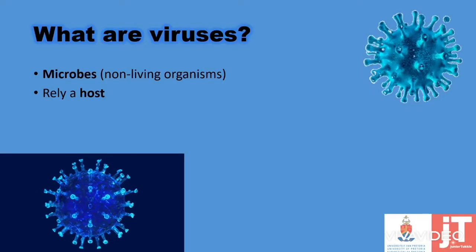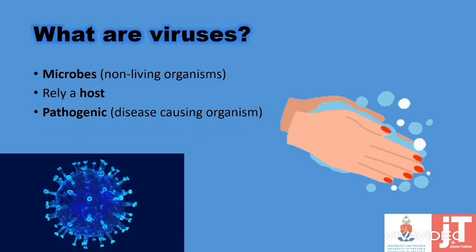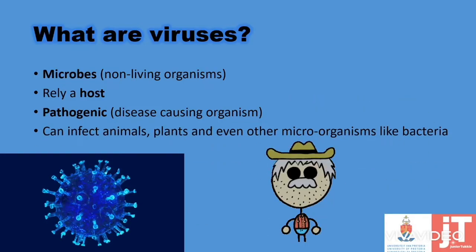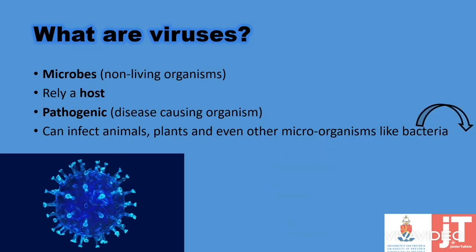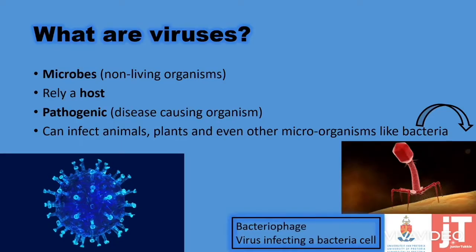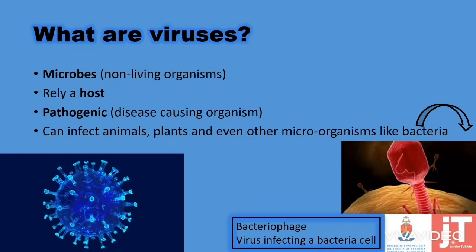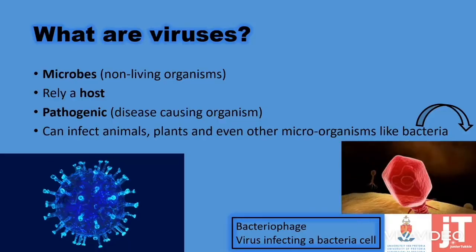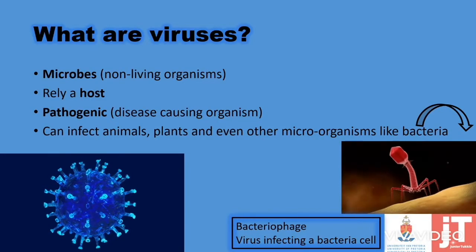What also makes viruses very unique is that all of them are pathogenic because they cause diseases. They can infect different organisms like animals, plants, and even bacteria. Viruses which infect bacteria are known as a bacteriophage. Viruses can infect bacteria and we can use that to our advantage. We do have the technology to change the DNA of the virus in order to try and fight bacterial infections when antibiotics become ineffective.